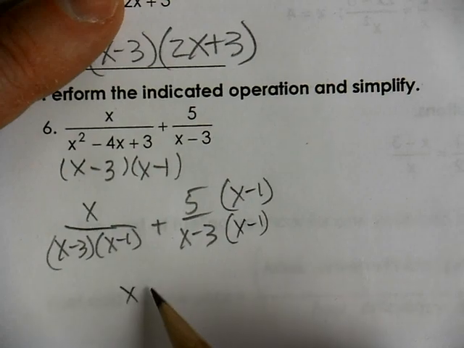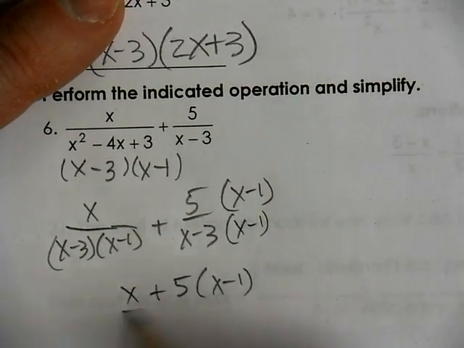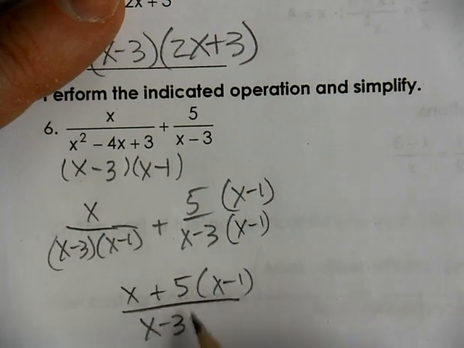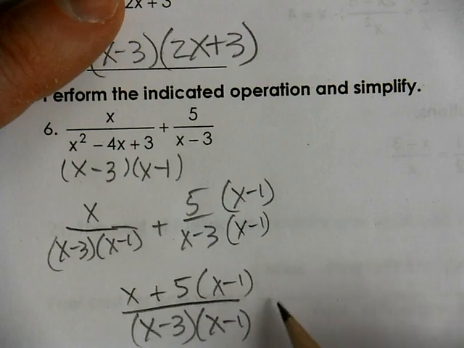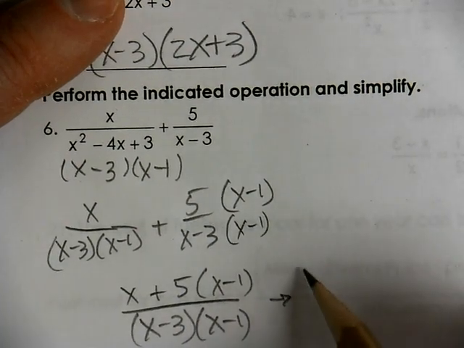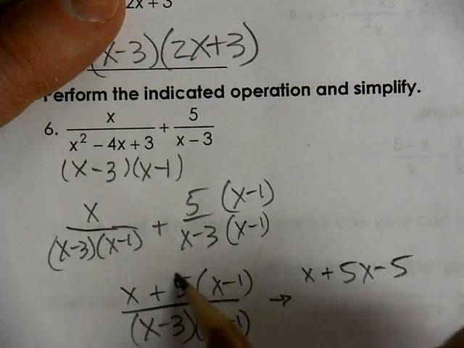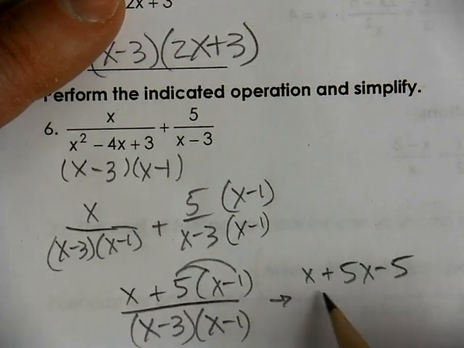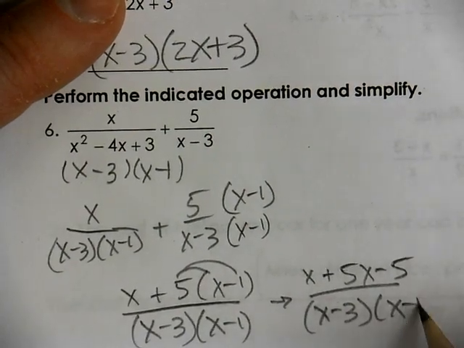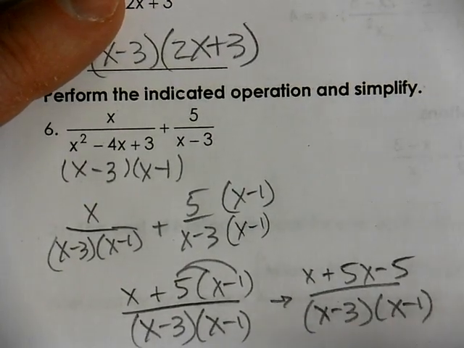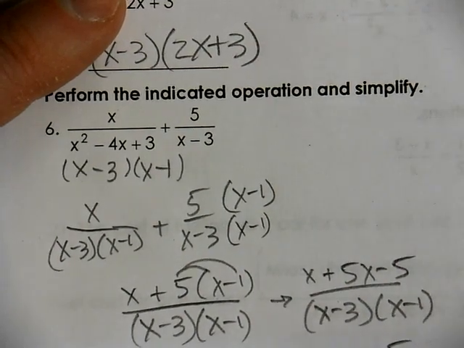Now we have x plus 5 times x minus 1 over x minus 3, x minus 1. We can simplify that into x plus 5x minus 5 by distributing that through. And then a final result of 6x minus 5.